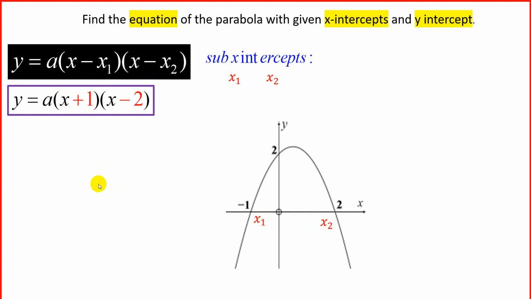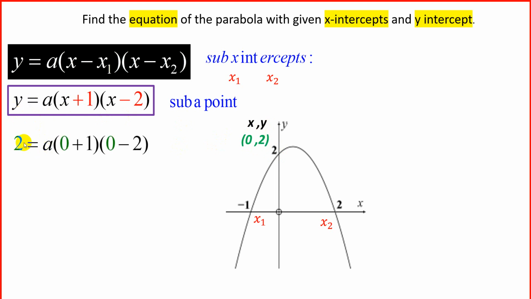Now our aim next is to try and find a. Because every equation must be kept with x and y, we need a point on the graph. If we inspect the graph, we've used the x-intercepts, we see we have a point on the y-axis at 2. So we're going to sub that point in, but we need its coordinates. Remember, if the y-intercept is 2, the coordinates are (0, 2). So our x value is 0, and our y value is 2. Substituting y is equal to 2, x is 0, and now we can solve for a.